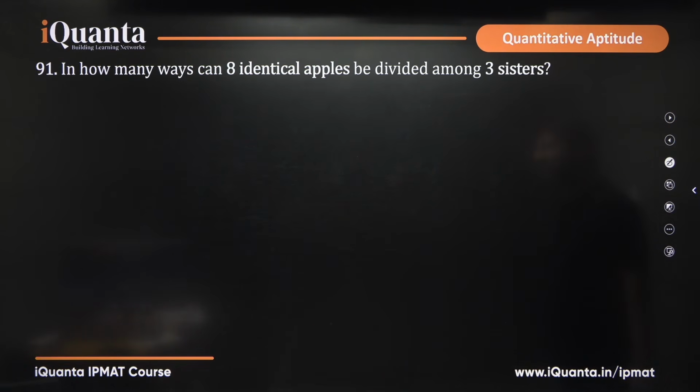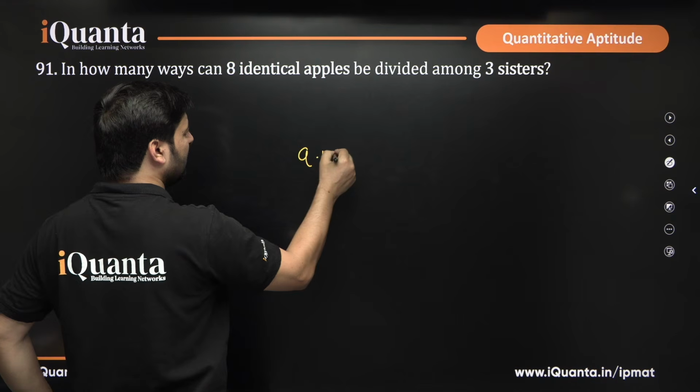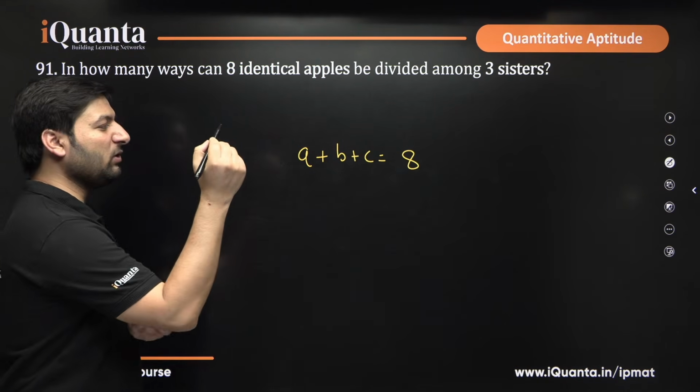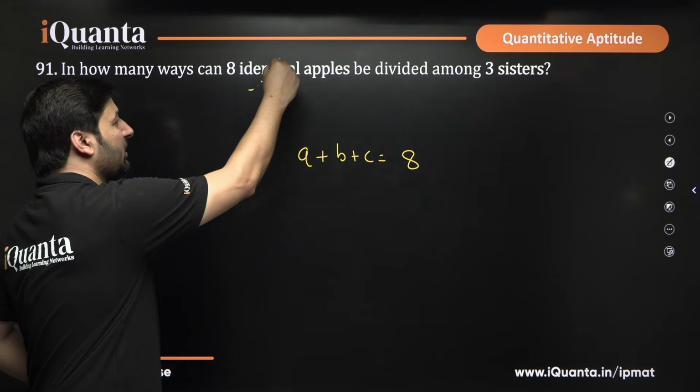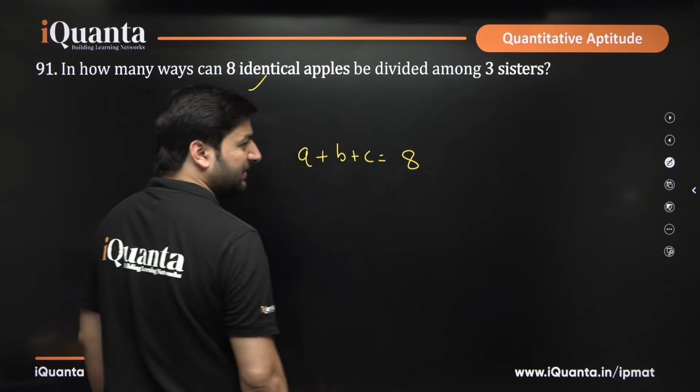In how many ways can 8 identical apples be divided among 3 sisters? There are 3 sisters, let them be A, B, C, and total number of apples that we are going to divide between them. They are identical apples, okay? All apples are same. So total number of apples should be 8.